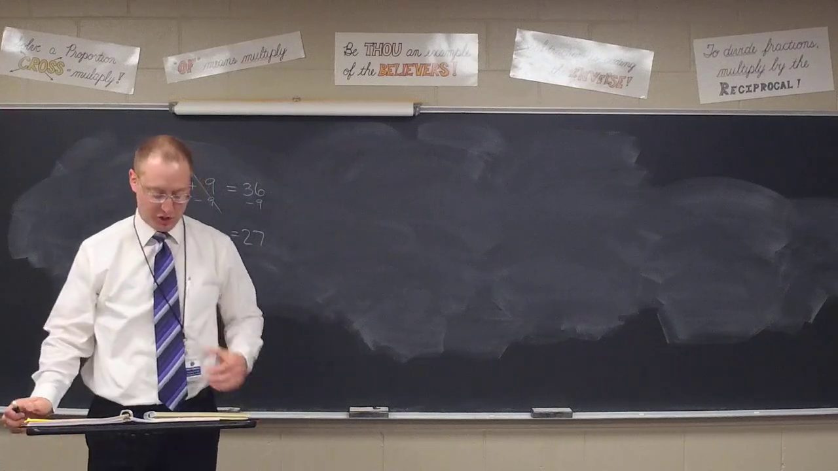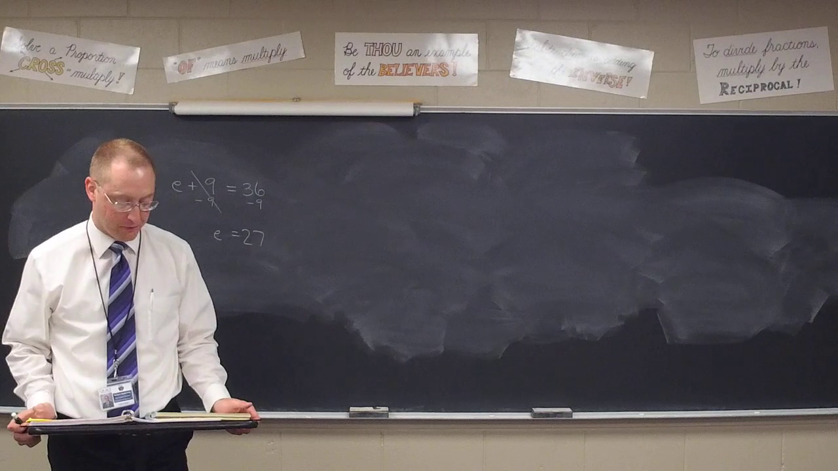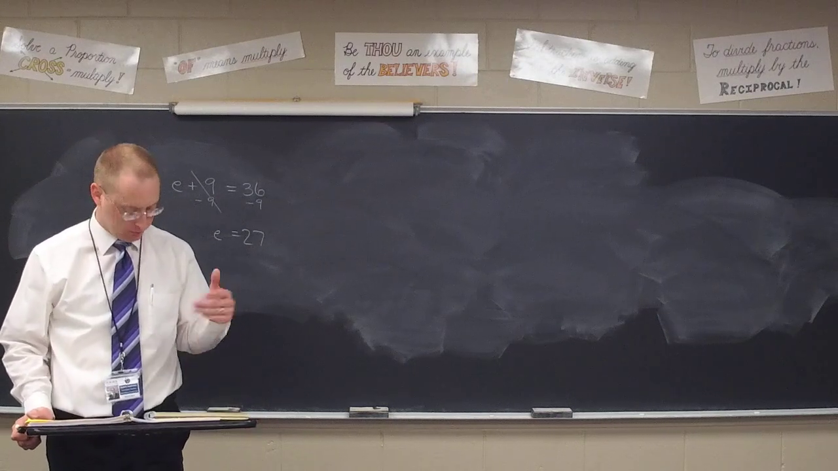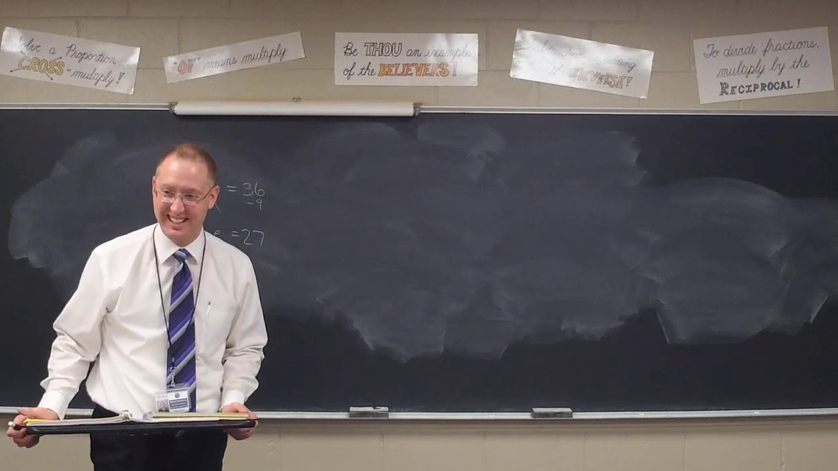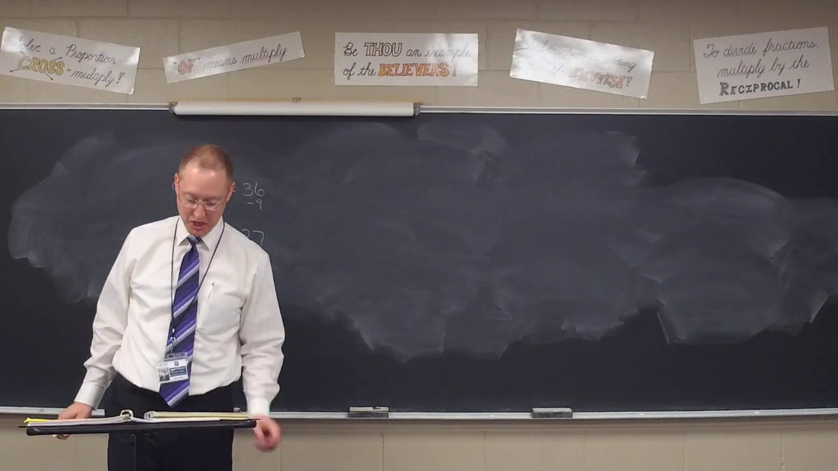And number 24, let's go back to Joel. What would we need to multiply 3/11ths by to get a 1? 11 over 3, or 11 thirds.